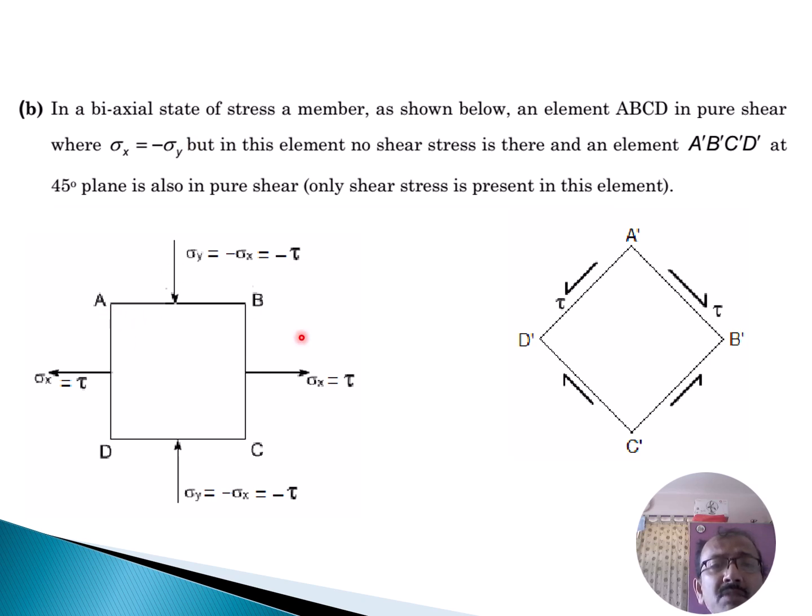In the biaxial state of stress, that means sigma x and sigma y both are present, an element ABCD is in a pure shear where sigma x equals minus sigma y, but in the element no shear stresses are there. And the element A dash, B dash, C dash, D dash at a 45° angle, if we just rotate this element to the 45° plane, is also in pure shear, only shear stresses are present in this element. So only the shear stresses will be there, and there are no normal stresses.